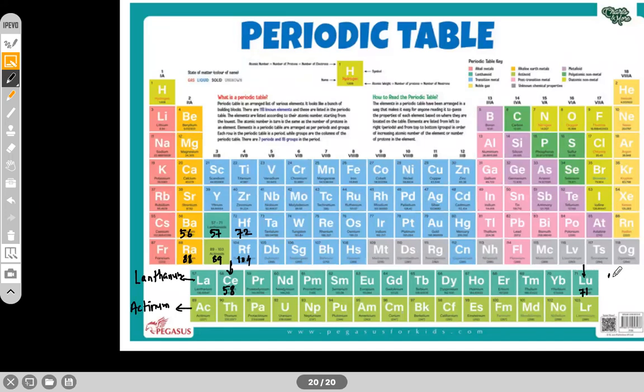It is the same for the actinides. The series starts after actinium. This is 90 and this is 103, and this is the 5F series. This one is actinides and this one is lanthanides. They don't ask questions on this. Just know the first and last element of the two series, lanthanides and actinides. Clear?